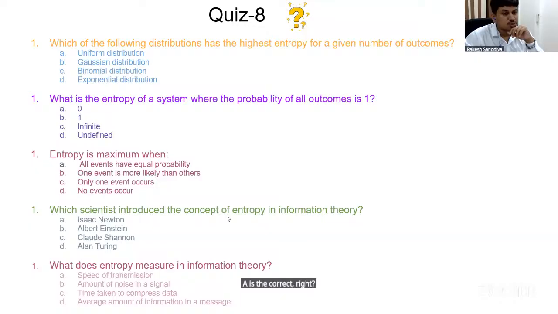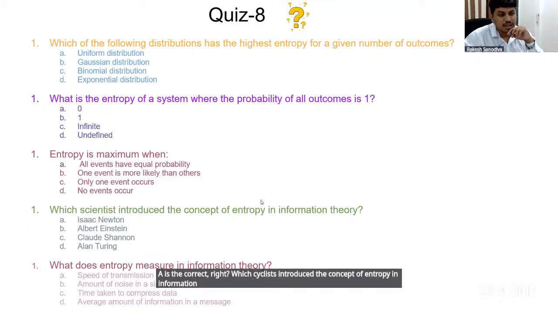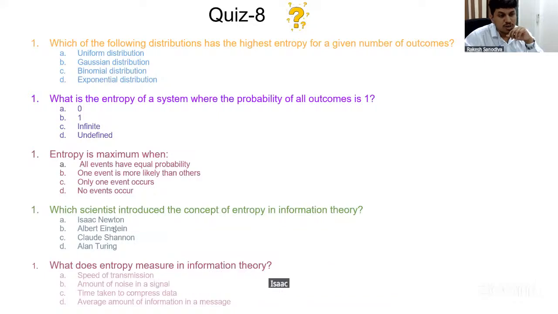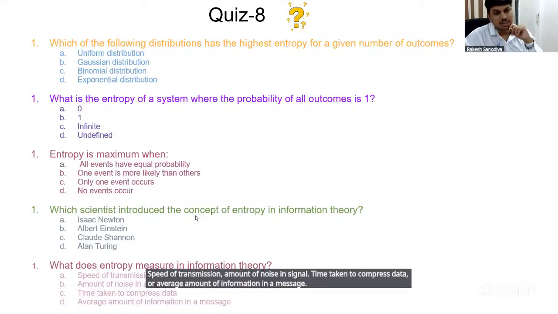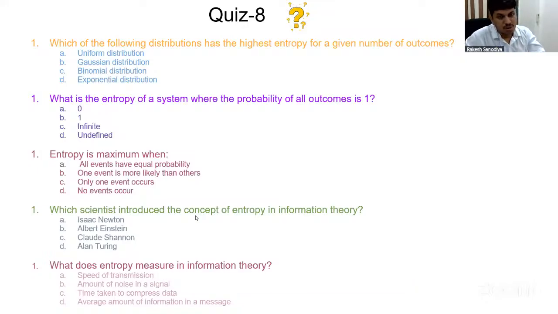Which scientist introduced the concept of entropy in information theory? Isaac Newton, Albert Einstein, or Claude Shannon? Yes, Claude Shannon. What does entropy measure in information theory? Speed of transmission, amount of noise in signal, time taken to compress data, or average amount of information in a message? Amount of noise, no. D is the correct answer.